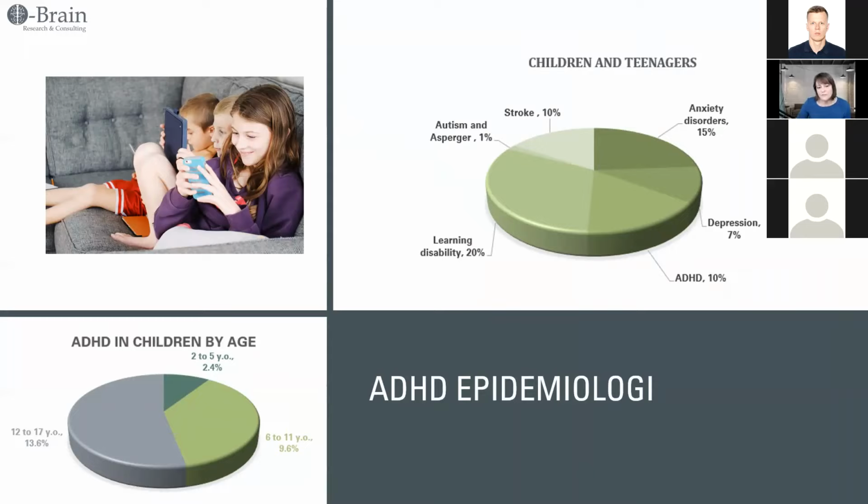And if we look in general at the epidemiology of this problem, in kids, ADHD is diagnosed after age 3, but normally it's before kids go to school, so from age 6. So that's why probably we have such a high percentage of diagnosed people from 12 to 17 years old. And besides ADHD, children and teenagers also have learning disability, depression, anxiety disorders, Asperger's, and even stroke. So different kinds of problems, and sometimes they coexist.